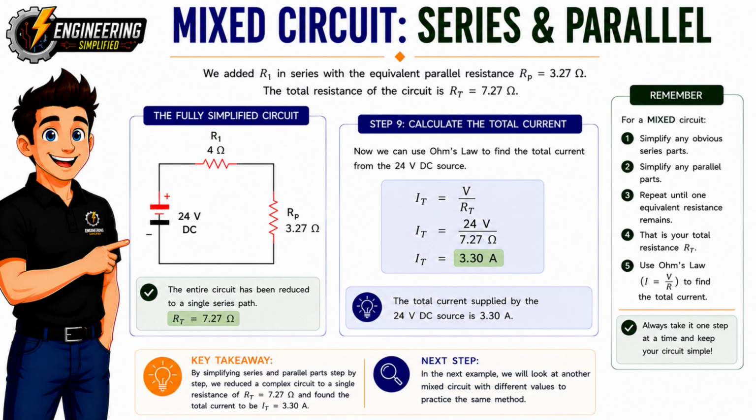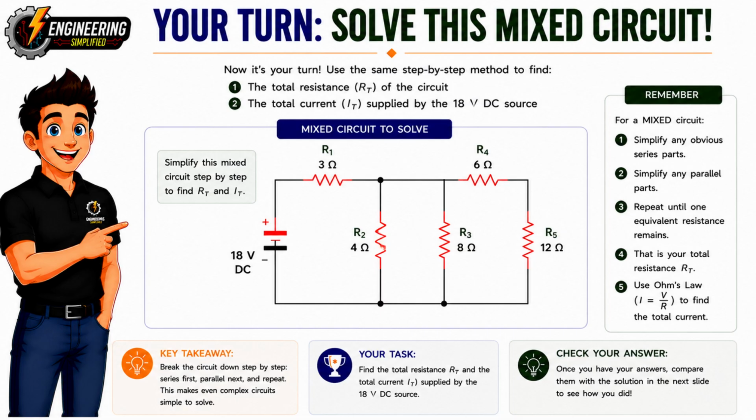Once we've found the total current, we can work backwards through the circuit to calculate the current and voltage at every resistor if required. This step-by-step approach is exactly how engineers solve even very complex electrical circuits. In the next example, we'll tackle another mixed circuit with different resistor values so you can practice the same method again. Now it's your turn to solve a mixed circuit.